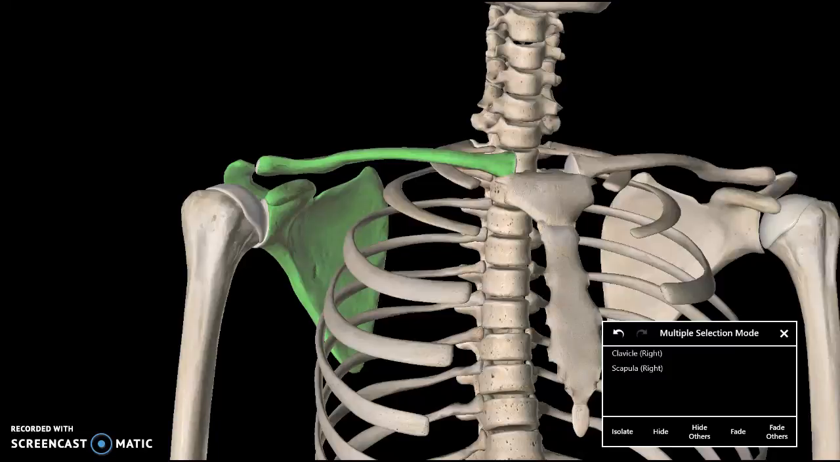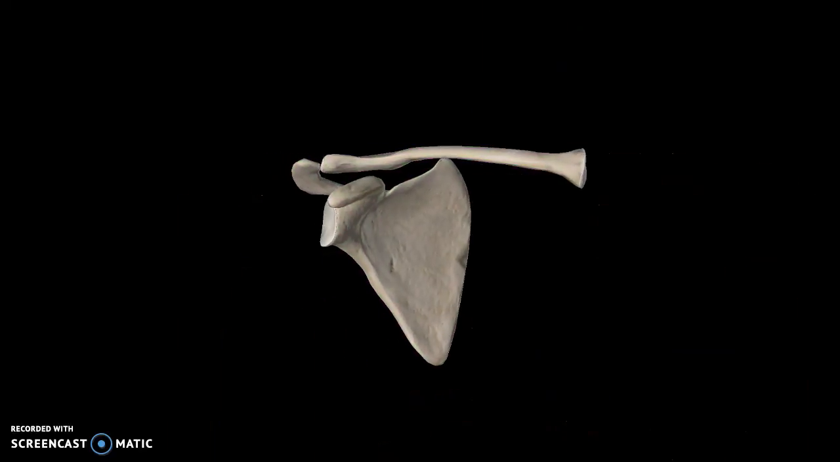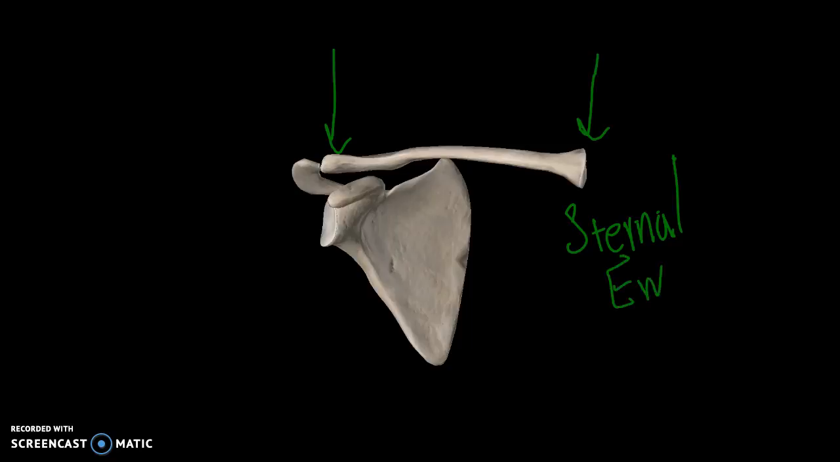This is a video tutorial for the clavicle and scapula, which are highlighted in green. Looking just at the clavicle, which is this structure here, there are two ends that you need to know. This one and this one. This one's known as the sternal end. And this end is known as the acromial end.